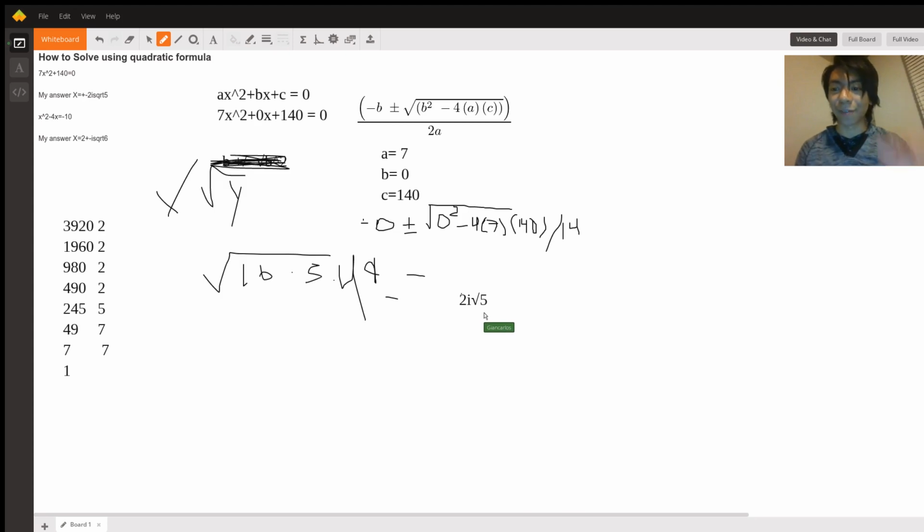And plus minus also, I forgot, because it's part of the quadratic formula.